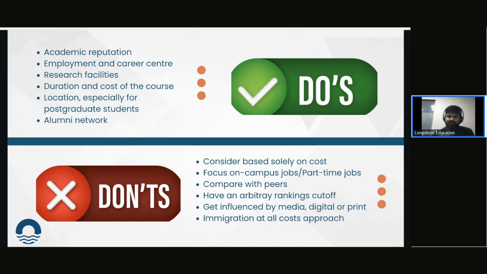Location can be very important, not just the weather and trying to understand whether it would work for you or not. Because for postgraduate students, you don't have that much time. Within a period of 7 to 8 months, you really have to start looking for internships or jobs so that you are better placed for your future. Alumni network, just as I mentioned before, whether it is in the country that you're planning to study at, or in your home country, which is India, you definitely have to consider that. Don't consider based solely on cost.